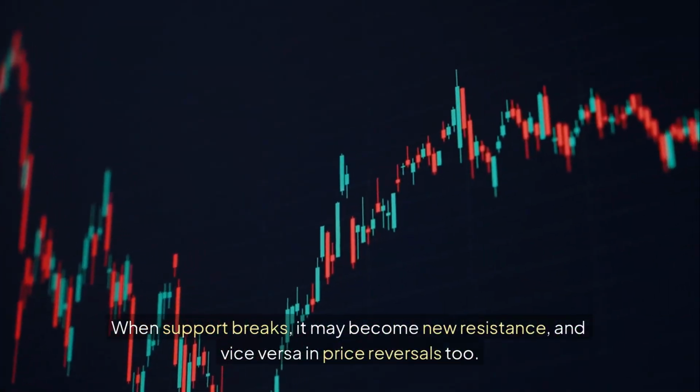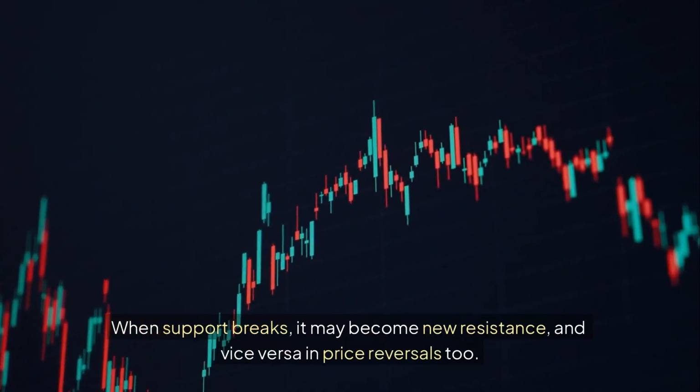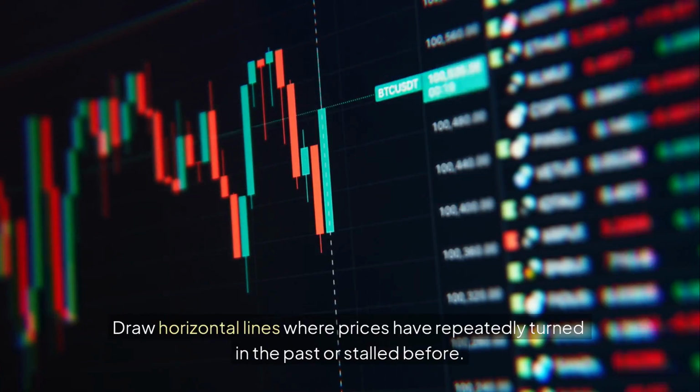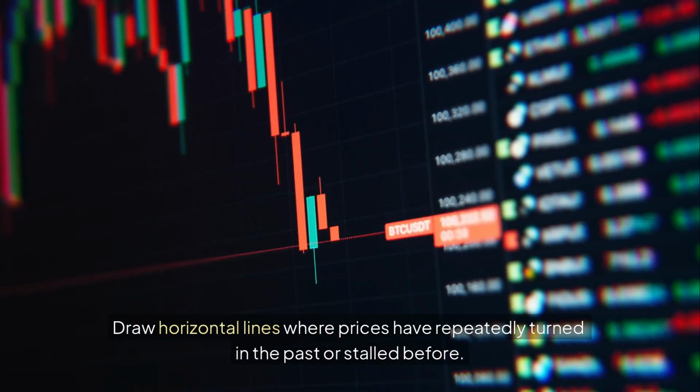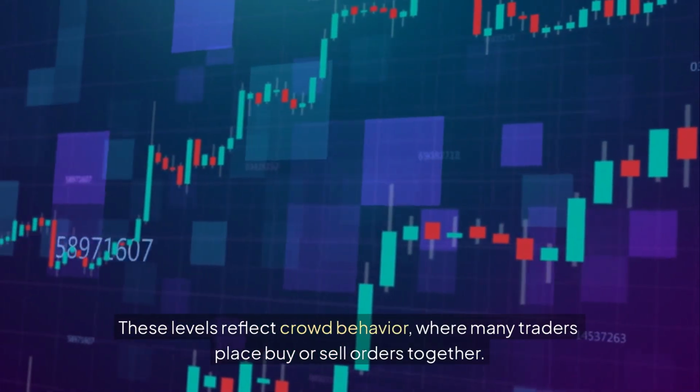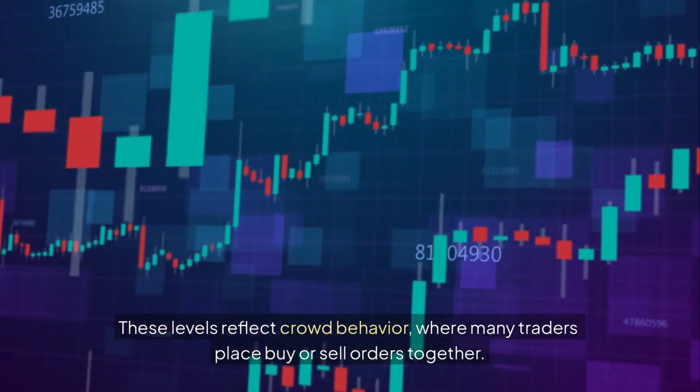When support breaks, it may become new resistance, and vice versa in price reversals too. Draw horizontal lines where prices have repeatedly turned in the past or stalled before. These levels reflect crowd behavior, where many traders place buy or sell orders together.